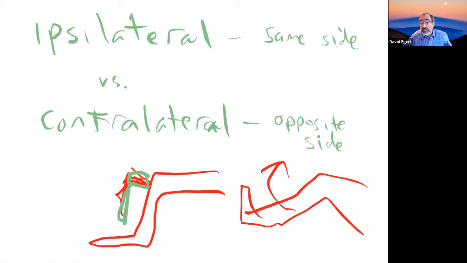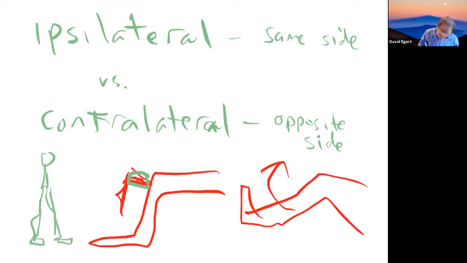Withdrawal reflexes are the same. If you are walking along, and you step on a tack. Ouch. You are going to withdraw. You're going to pull up that leg, the same leg that had the pain, right? The withdrawal reflex is an ipsilateral response. The limb that withdraws from the pain is the same side as where the pain happens.